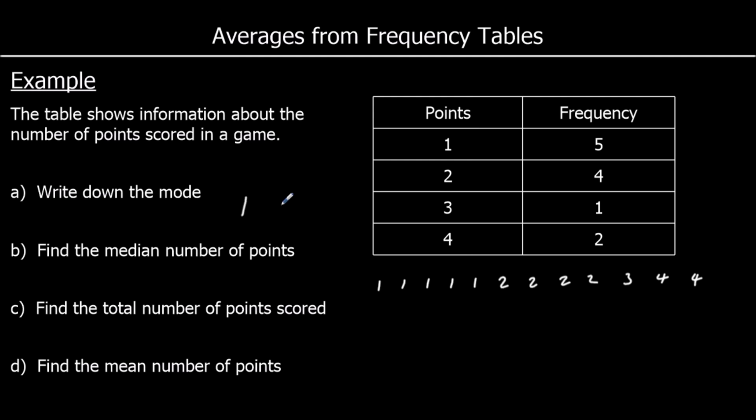The median is the middle number. And here we've got 5 plus 4, which is 9, plus 1, 10, plus 2, 12. So 12 numbers in total. The median is the middle. So if you imagine you put 6 on each side, 1, 2, 3, 4, 5, 6, 6 on one side, 6 on the other side, the median is halfway in between the 6th and the 7th number. They're both 2, so the median is 2.